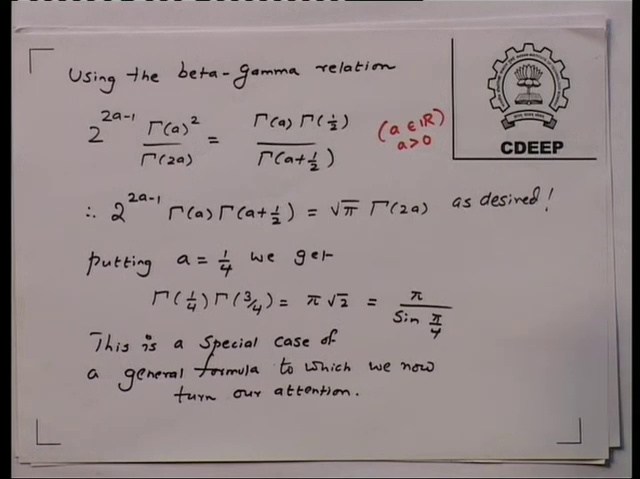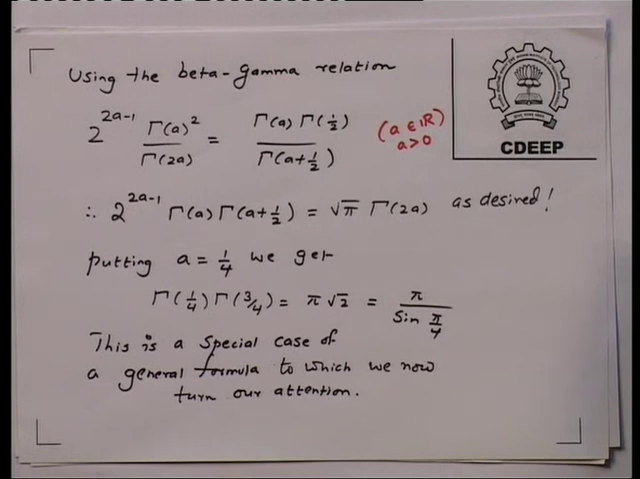How do you get it for the complex case? Now both sides are analytic functions and they agree on the real line, so they must agree everywhere. Both functions are analytic in the right half plane and they agree on the positive real line, so they will agree on the half plane. So from the real case you can pass on to the complex case. Putting a equal to 1/4, we get a very interesting formula. Gamma 1/4 into gamma 3/4 is pi by sine pi by 4.